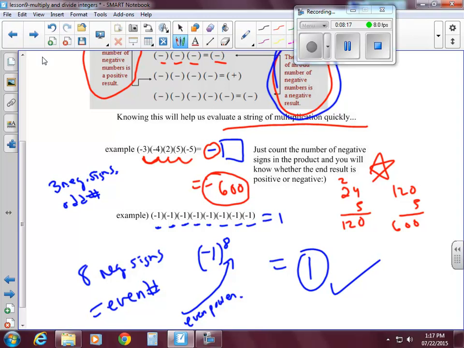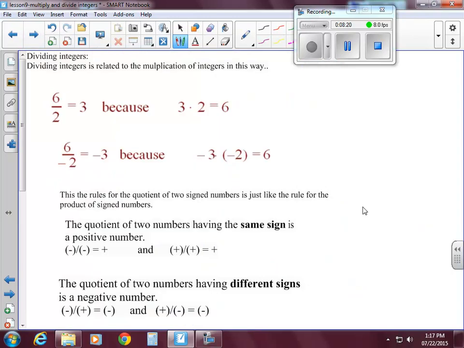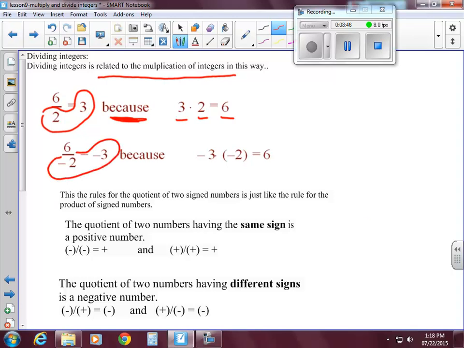All right. Now let's take a look at division. Dividing integers, I like to think of multiplication and division as sort of brother-sister operations. They've got really the same rules going on there. Division is obviously related to multiplication in the following way. We say that 6 divided by 2 is 3, but that's because 3 times 2 is 6. And we say that 6 divided by negative 2 is equal to negative 3, but notice why. That's because negative 3 times negative 2 is 6. So we know that you can always check a division problem via multiplication, right?